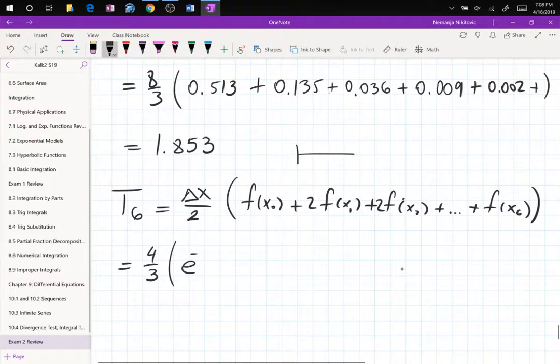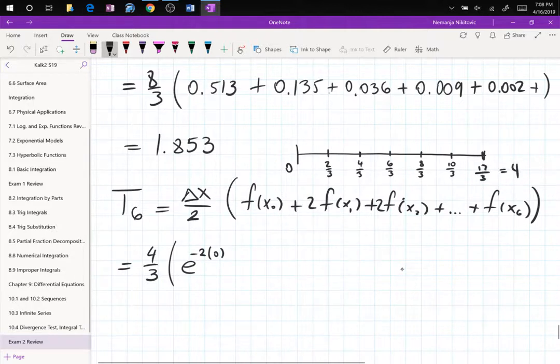Maybe some have to see it again. So I started my limit at 0, right? So this is gonna be 2 times negative 0. And then I go 0 to what? 2/3 to 4/3, 6/3, 8/3, 10/3, and 12/3, which is equal to 4.